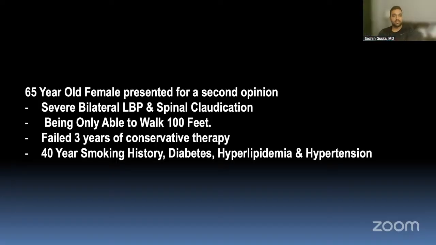This is a 65-year-old female who presented to us for a second opinion. She had severe lower back pain and neurogenic claudication as well. She was unable to walk more than 100 feet. She had failed PT, NSAIDs, injections, and other conservative treatments, and notably had a 40-year smoking history, which should ring some alarms, as well as diabetes, hyperlipidemia, and hypertension.